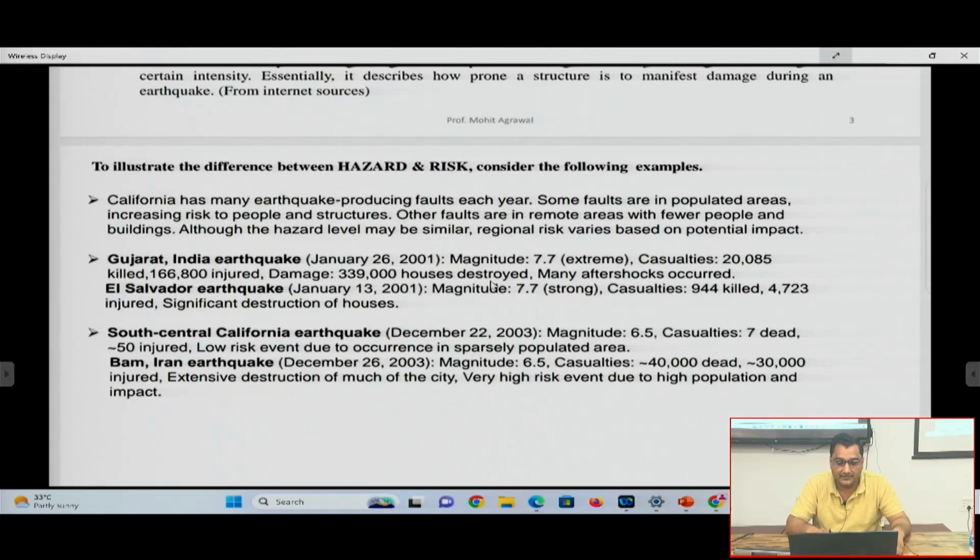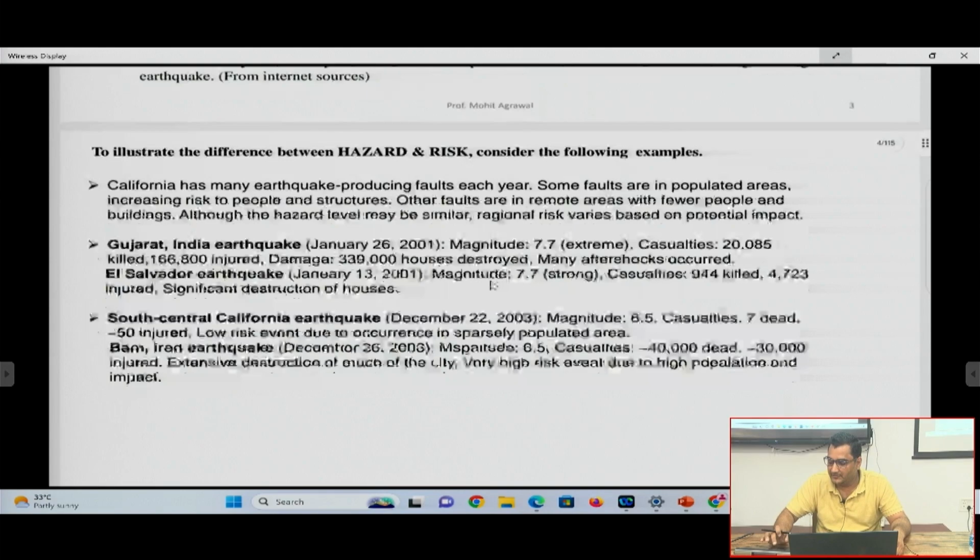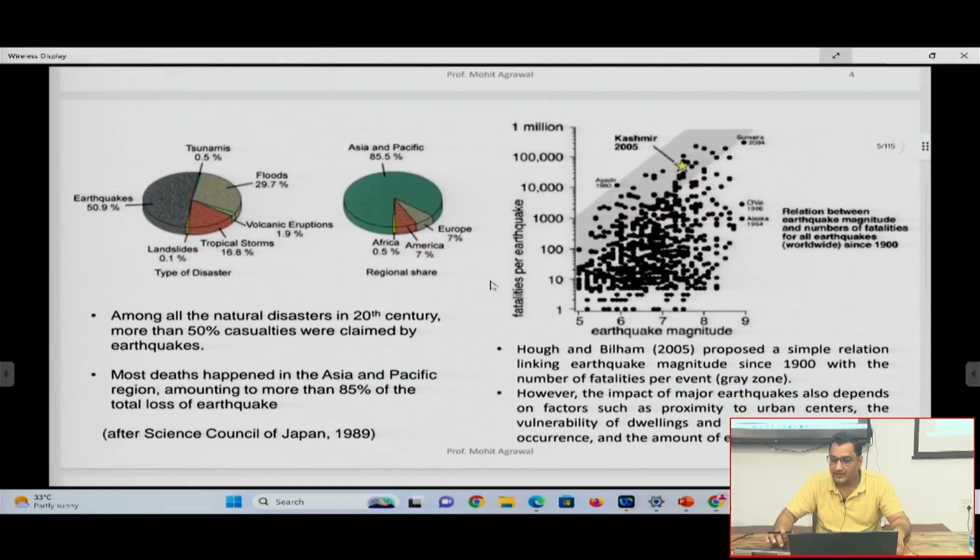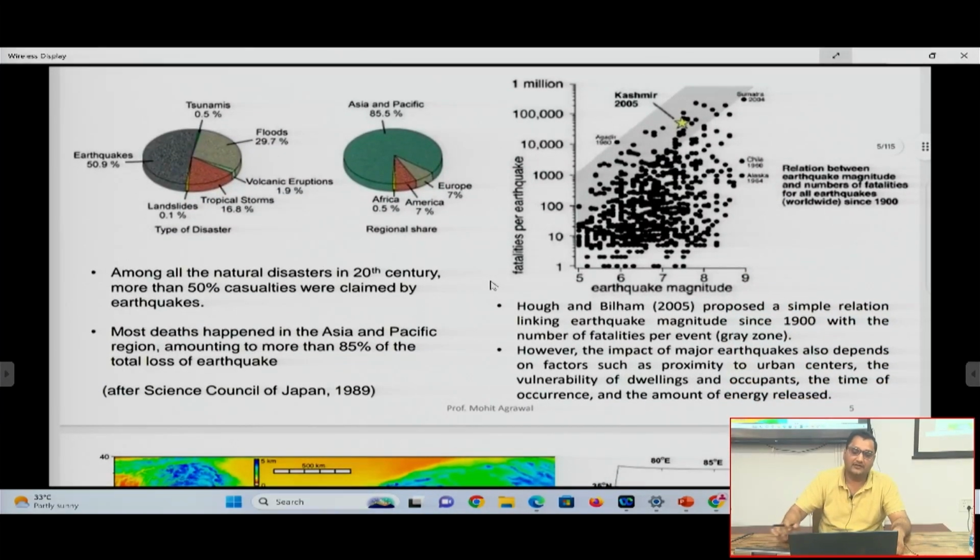So that was the reason because of which a lot of casualties happened in the area of Iran. Now, if you look at this figure, this is the pie chart diagram that is developed after Science Council of Japan 1989, where we are comparing the casualties happened because of several natural disasters. For example, earthquakes, tsunami, floods, volcanic eruptions, tropical storms, landslides, etc.